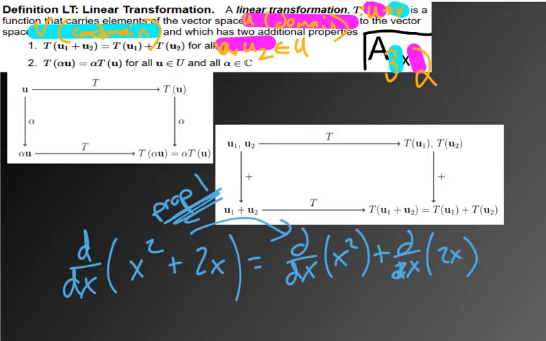This is property 1, and then property 2, right? I can say the derivative of 2x could also be 2 times the derivative of x, and that is property 2. Basically, scalars move outside. I can pull scalars outside. That's what it means to be a linear operator.